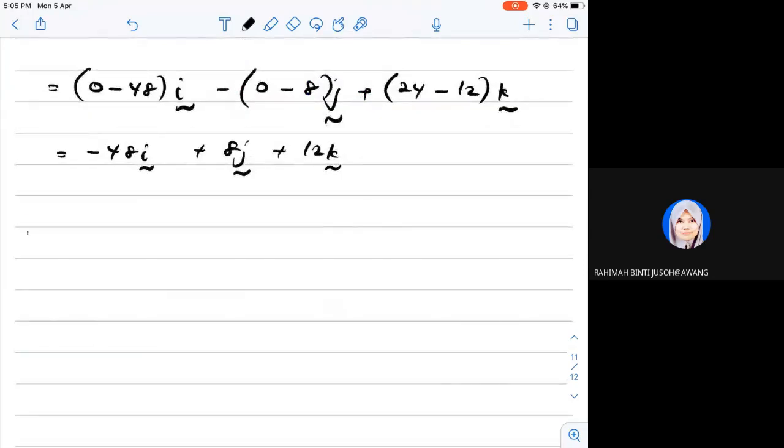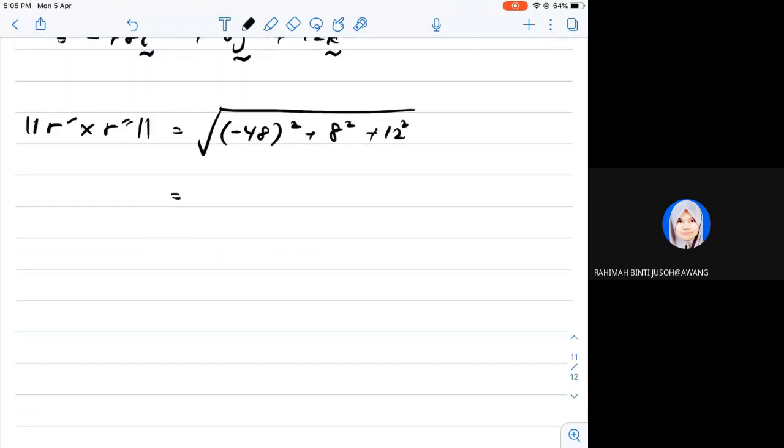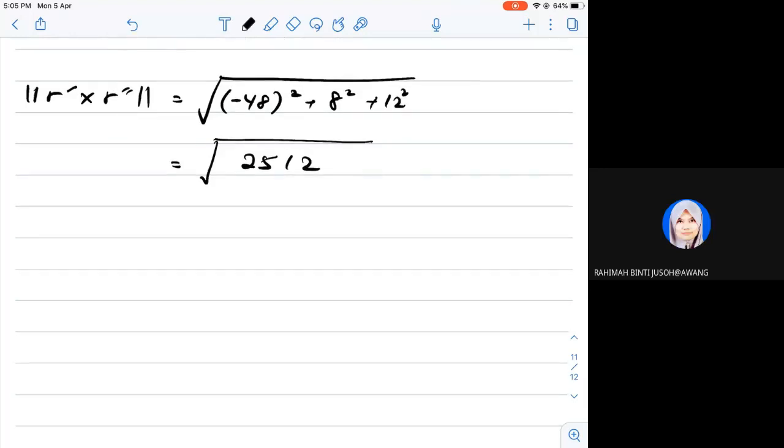So now we need to find the magnitude of R prime cross R double prime. You ada calculator? Cuba kira ni. Nanti 48 kuasa 2 tambah 8 kuasa 2 tambah 12 kuasa 2. Dapat berapa ni? Ribu-ribu ni saya rasa. 2512. 2512 Everyone got this? Yes. Okay, good. Okay, very good.